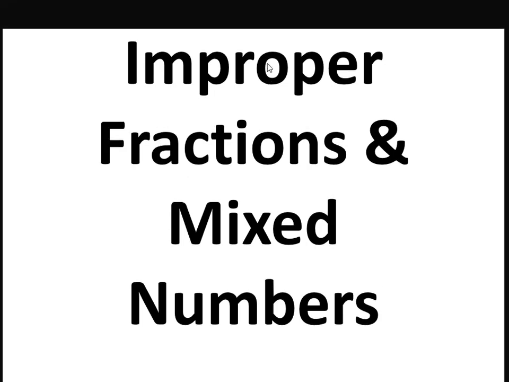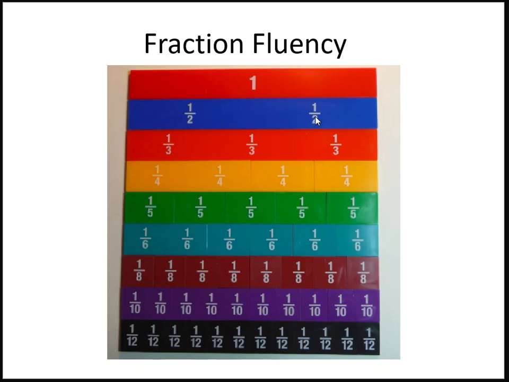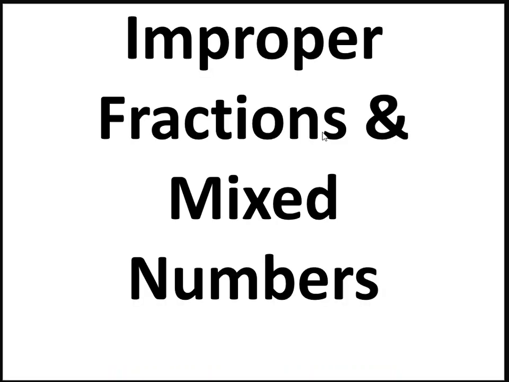Now, just for the record, you know that each one of these plastic pieces is really a unit fraction. If it has a numerator of 1, it's a unit fraction. So each one of these plastic pieces is a unit fraction. Remember that. Okay, let's take a look at improper fractions and mixed numbers. A fraction is improper if the numerator, the top number, is bigger than the denominator, the bottom number.